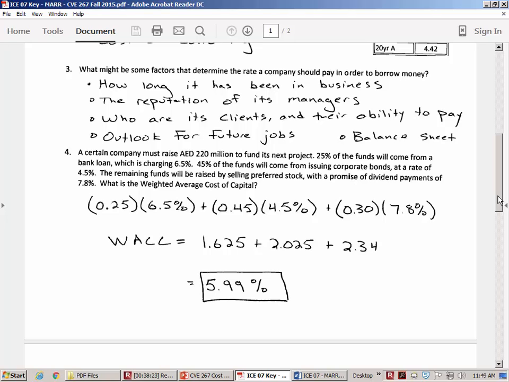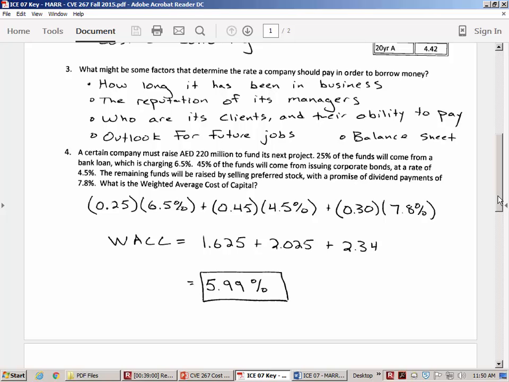I mean, you could calculate how much you're getting from each source, but what we're looking for is the weighted average of the cost of borrowing. And why do we want this percentage? This percentage of 5.99% is what we would keep in the back of our mind when we think about yes or no to the projects that we're going to spend this money on. If we're going to take this $220 million and the best thing we can find to spend it on is a project that only returns 4%, then we shouldn't take the loan to begin with because our weighted cost of capital is greater than that.